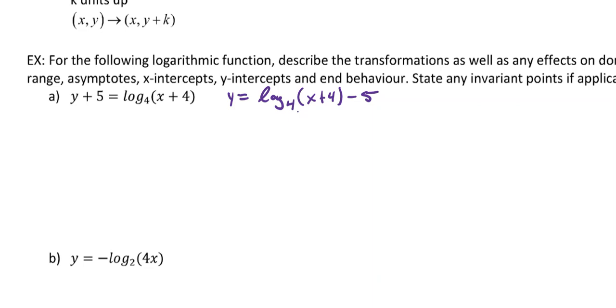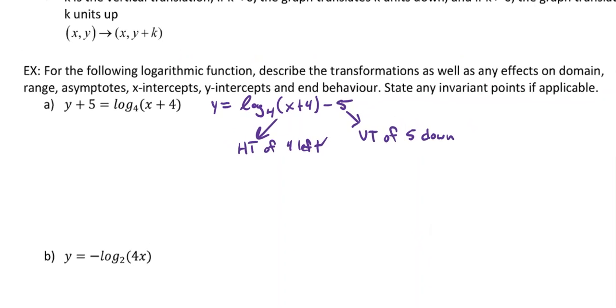We have a horizontal translation of what? Yeah, 4 left. Okay, we have a vertical translation of, yeah, 5 down. Okay, and the question is asking us to describe the effects on the domain, the range, the asymptotes, the x and y intercepts, and the end behavior.